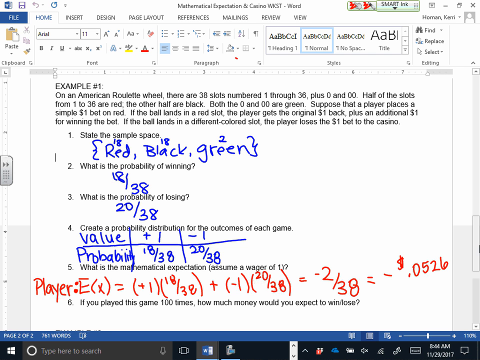Okay? Every time I play the game, I am expected to lose 5 cents. That's what that is saying. Now, obviously, if I play it one time, it is not physically possible for me to just lose 5 cents, right? It's either I gain $1 or lose $1. But that is what I am expected to lose each time I play the game, which means if you played the game 100 times, how much money could you expect to lose?